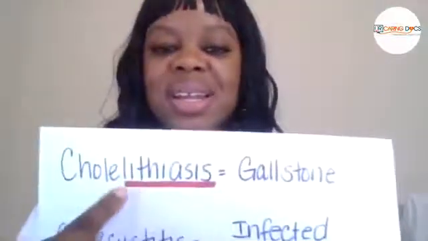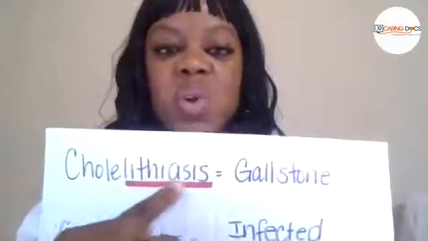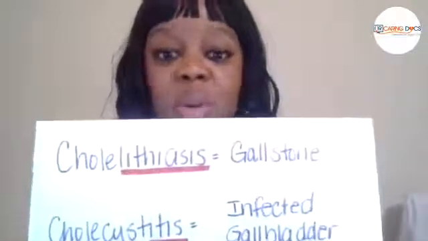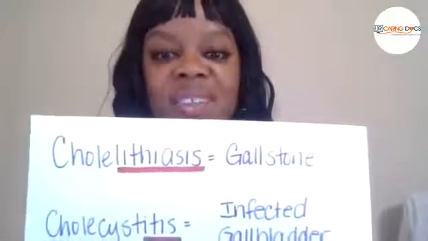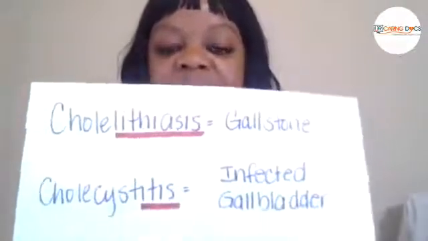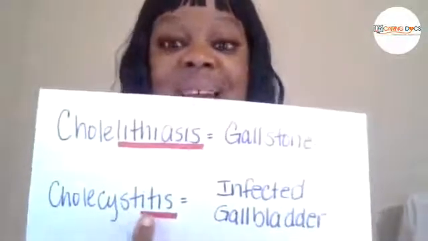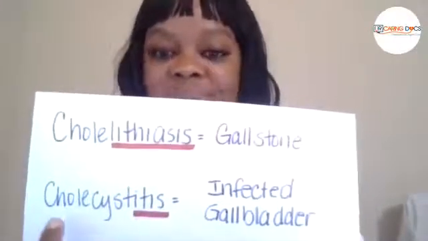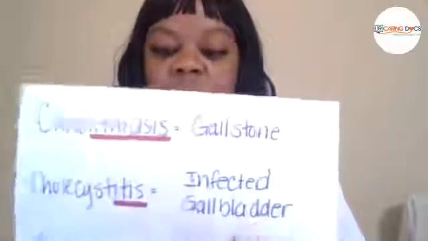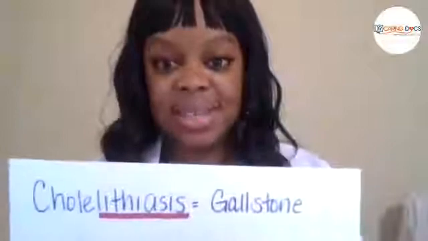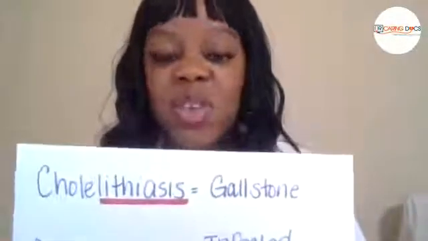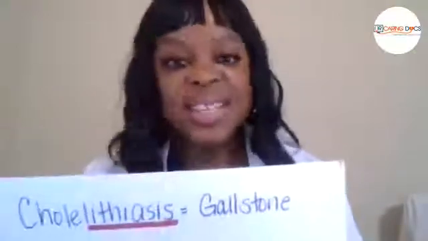Right? So if you have gallstones, we're going to learn some medical terms right now. Gallstones alone are called cholelithiasis. I underlined the word lithiasis because lithiasis just means stone. The chole is our gallbladder, right? If the gallbladder is infected, we already mentioned that anything that ends in -itis means an infection of whatever is before it. So an infected gallbladder is called cholecystitis.